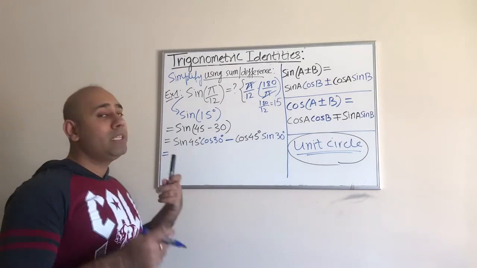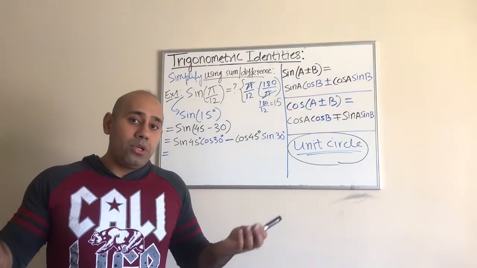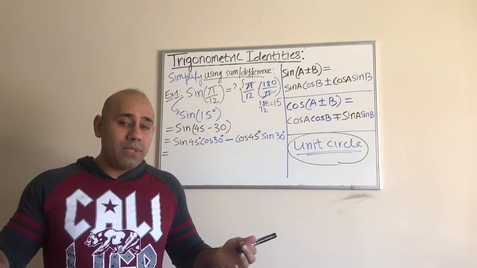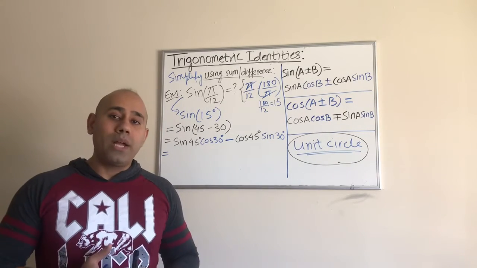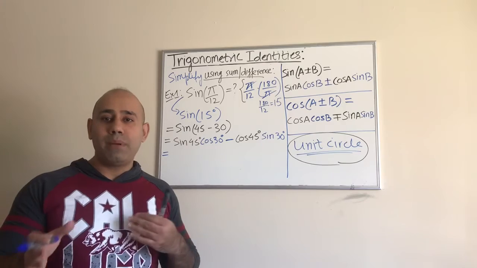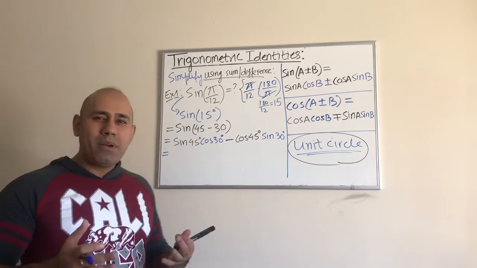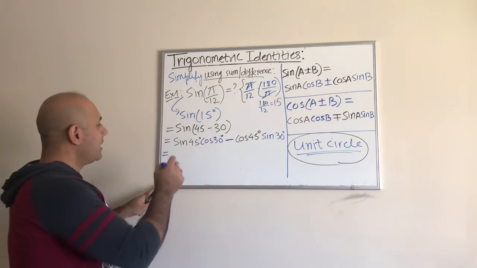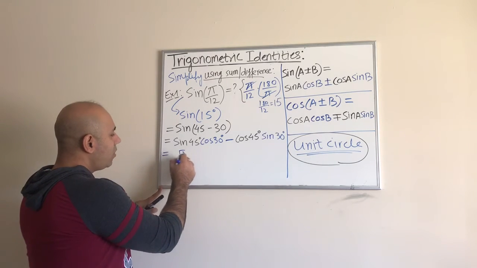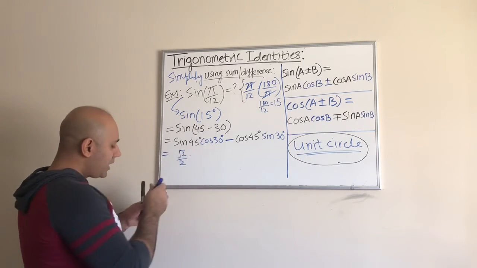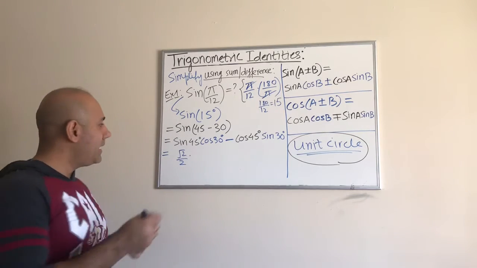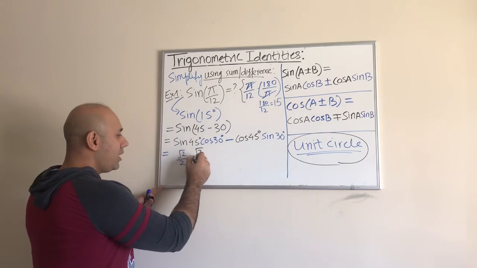Now from here, you just have to simplify this. But how can you simplify? Either you have to remember what the sine and cosine of these angles are, or you can go back and look at the unit circle. So guys, if you don't remember these values, then please go back to the unit circle. I think I remember some of these, so I'm going to try and write them. Sine 45 is radical 2 over 2. Then I have cosine of 30. Cosine of 30 is radical 3 over 2.